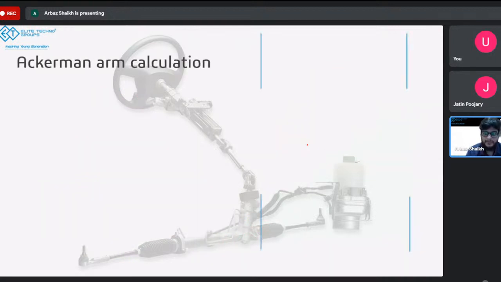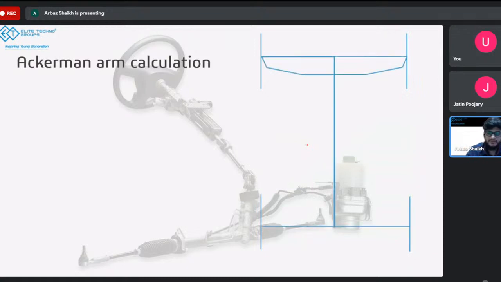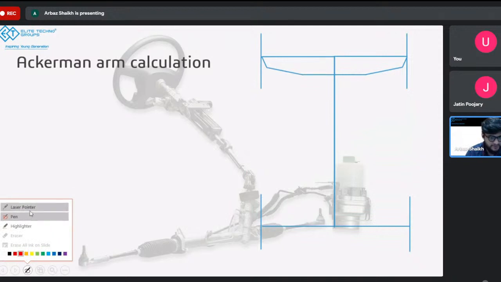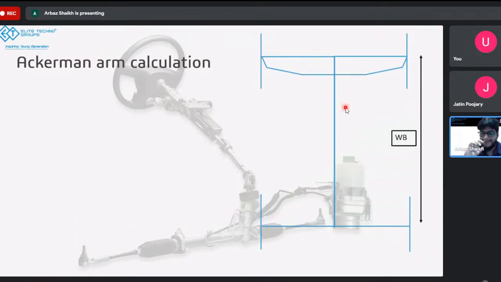So when you go for Ackerman arm, imagine this to be the layout of your vehicle, right? Let me just switch to this pointer. This is better. Again we have the wheelbase, just like the previous slide. We have the track width, the distance between the two side-by-side wheels. And if you cut the vehicle in half, you'll just need half of the track width.